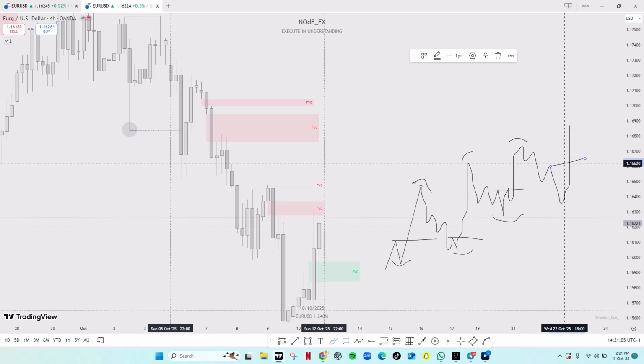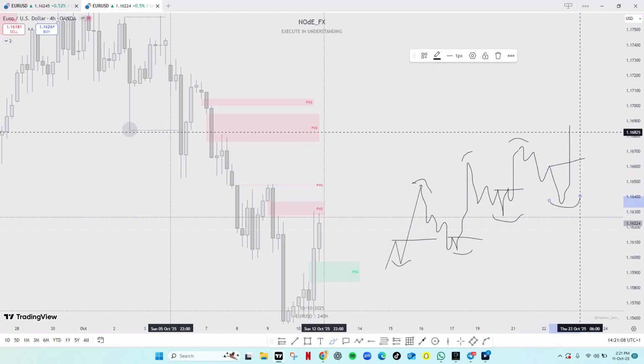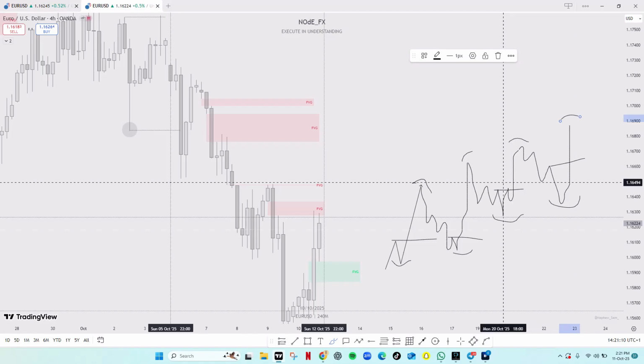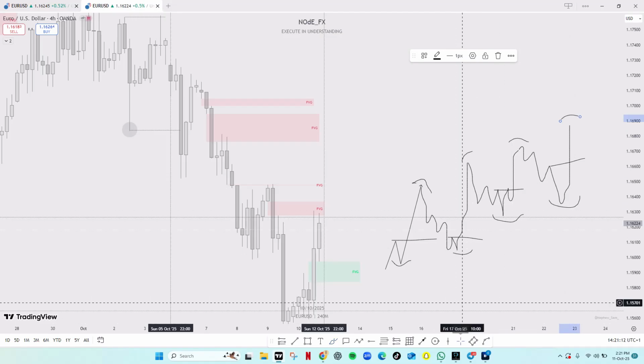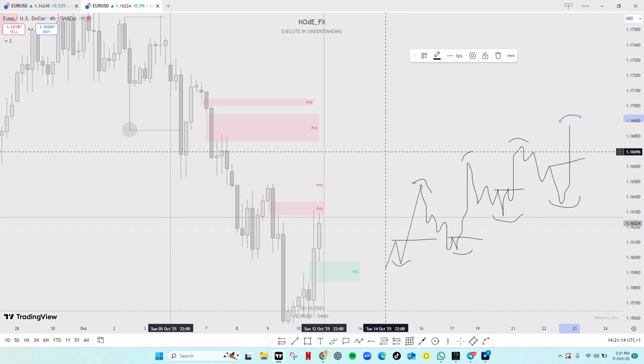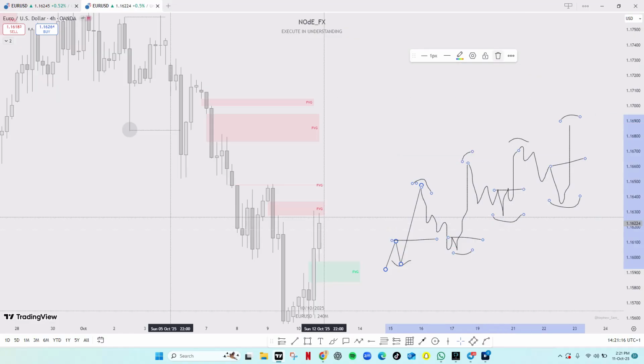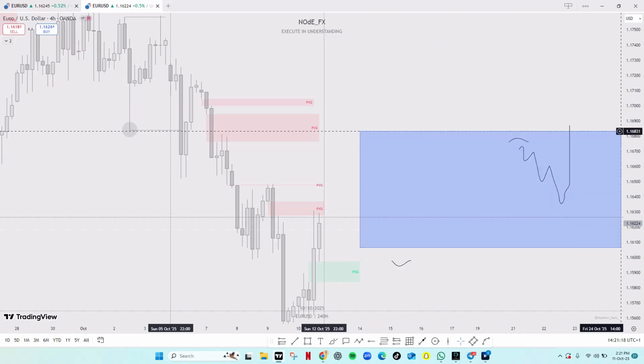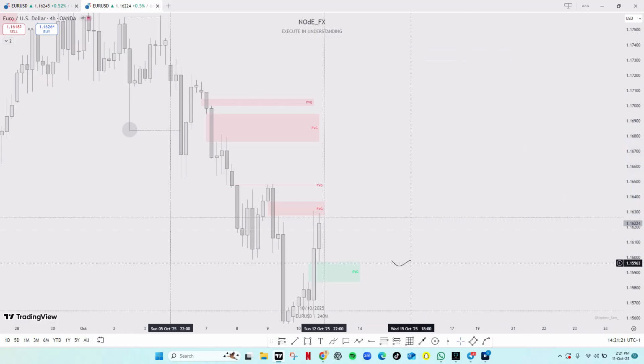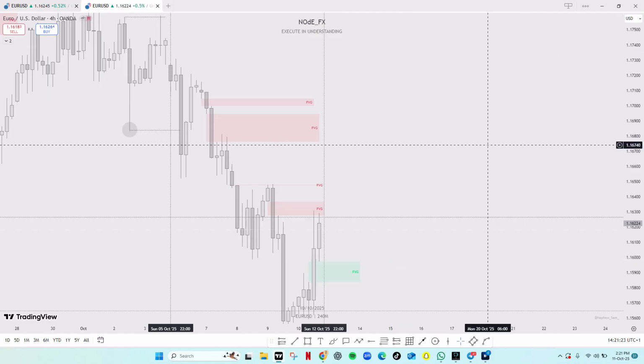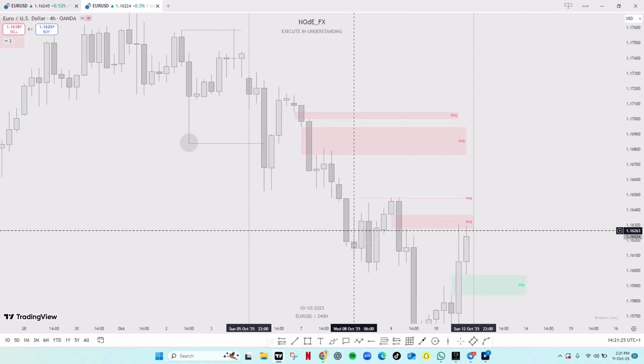Now this is where our break of structure is, and this is our new protected low and new range high. This is just a very simple analogy of how the ranges work, right? So now let's go back to the charts and look at the ranges that price created.